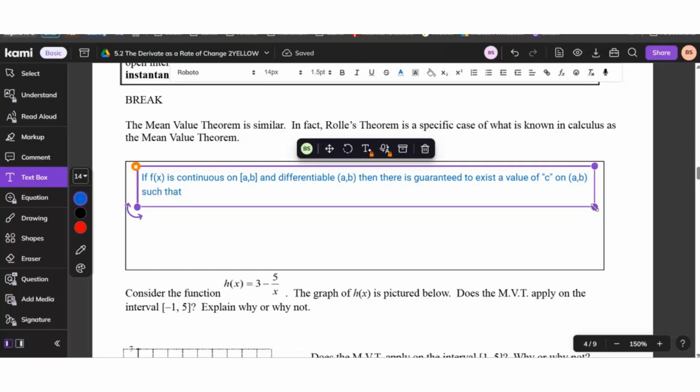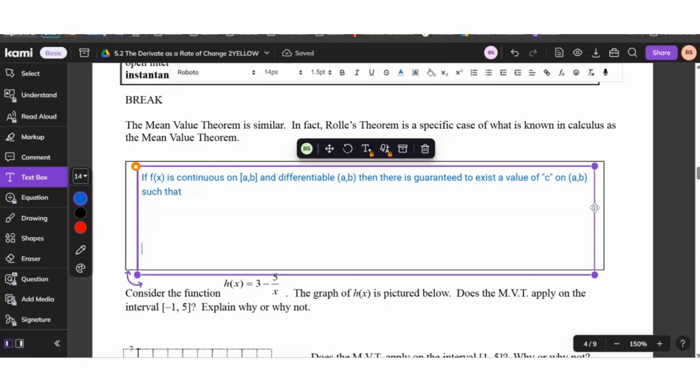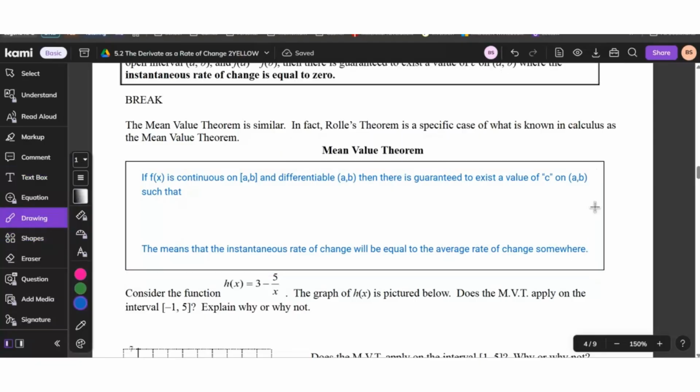such that, and here I'm going to leave a space to write it down for myself, and this means that the instantaneous rate of change will be equal to the average rate of change somewhere. Now, you might be like, what? I need the formula. I don't understand. You're correct. So let's write that formula. What it's saying is that f prime of that value c is going to be equal to f of a minus f of b over a minus b.